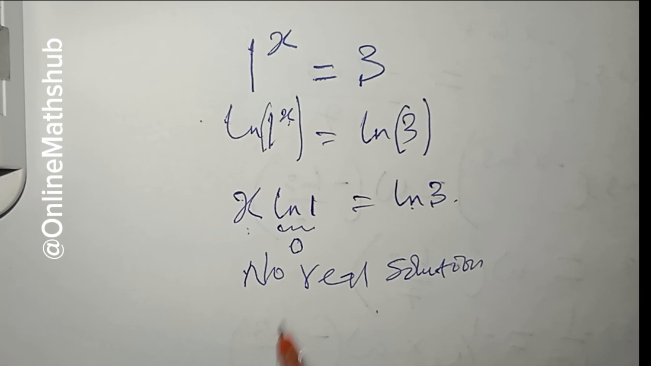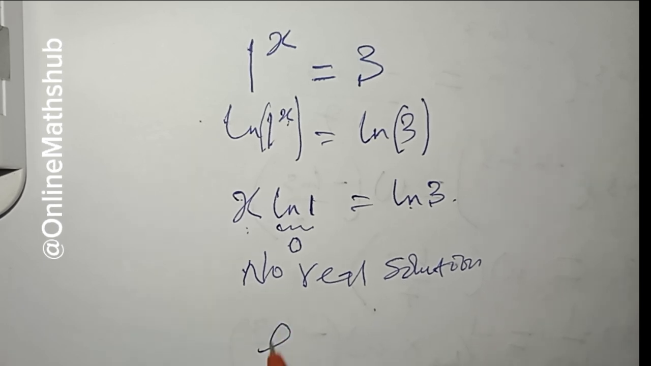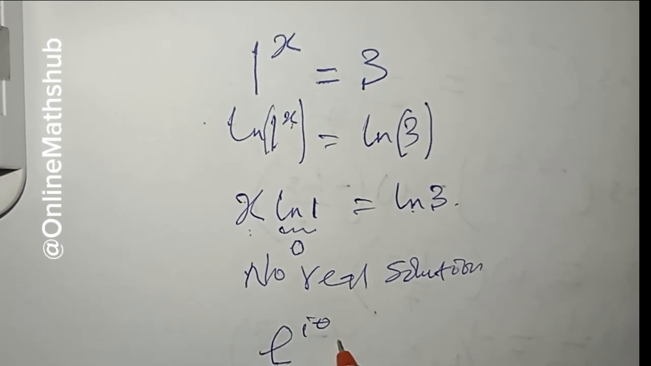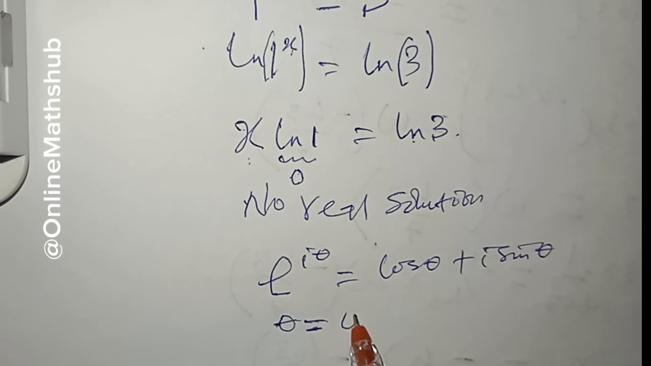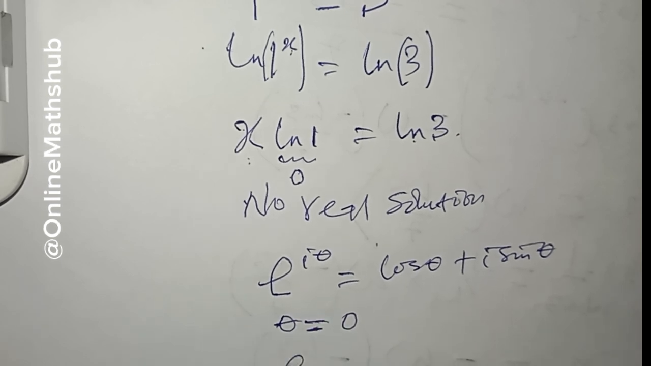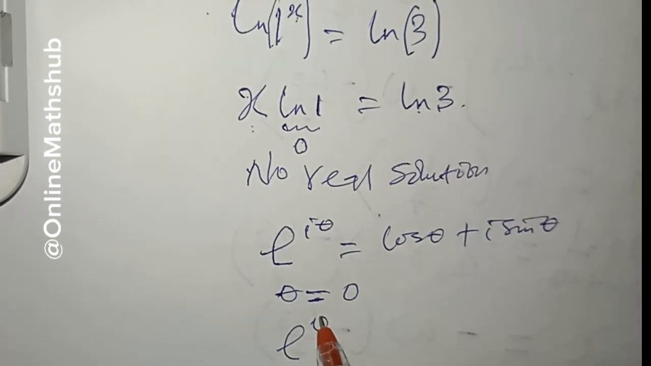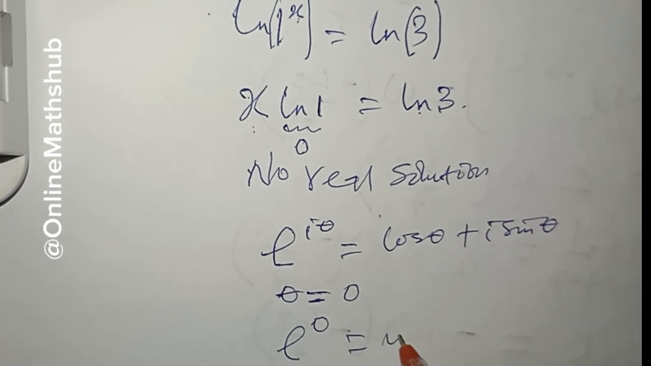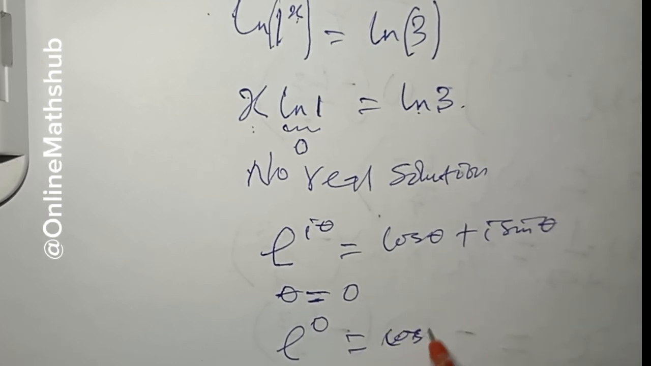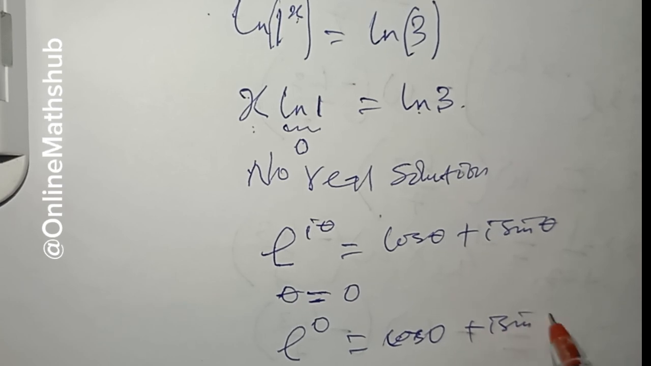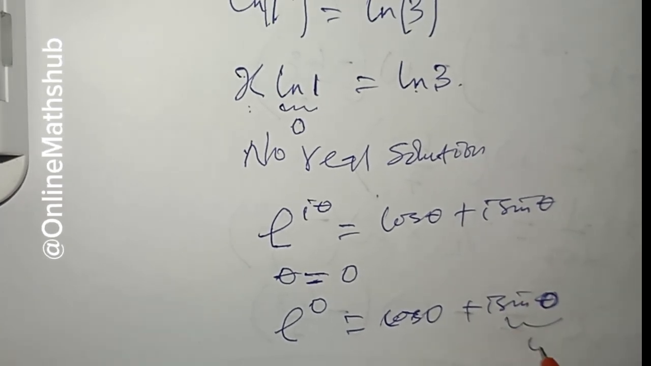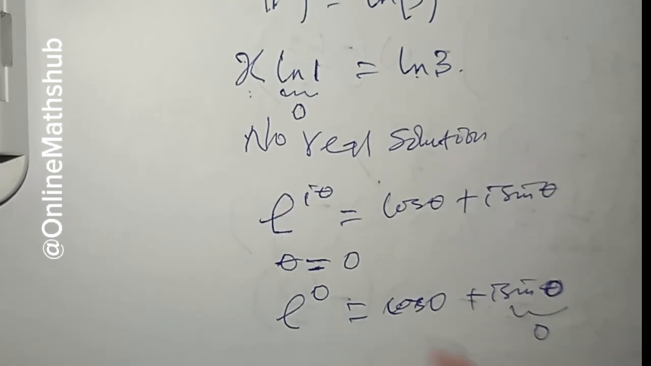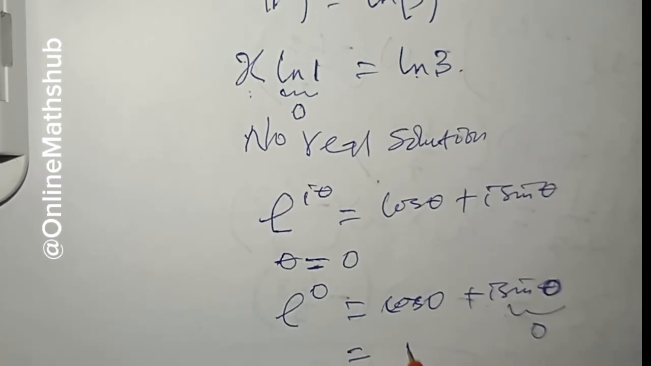You just need to remember the polar exponential equation, that is exponential i theta, which is defined as cos theta plus i sine theta. If we substitute theta equal to 0, we have exponential i times 0, which is exponential 0. This gives us cos 0 plus i sine 0. Sine 0 is equal to 0, so 0 times i is 0, and cos 0 is equal to 1.